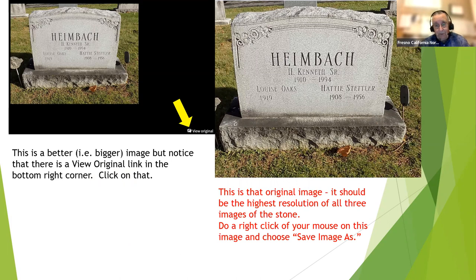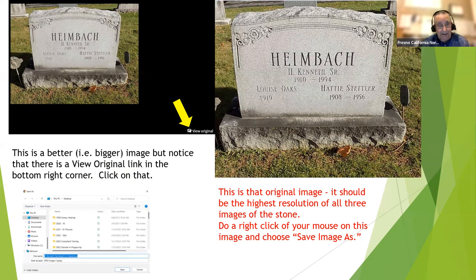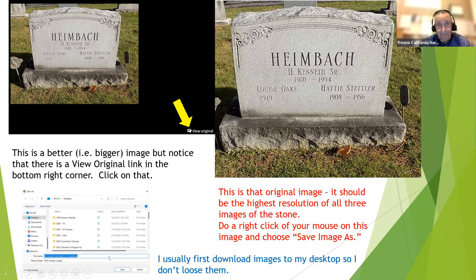And so what I'll do is I'll do a right click on it and I'll choose save image as. And then that opens up a dialog box. I like to save things on my desktop to start with, because then I can find the darn things to begin with. And then I'll go put them where I need to put them from there. I'm going to put it on the desktop, and I'm going to name it H. Kenneth Heimbaugh Sr. Headstone, because that's what it is, and save it. And then I can go put it over in memories, and I can create a source that's linked to it, or I can just leave it as a memory in FamilySearch.